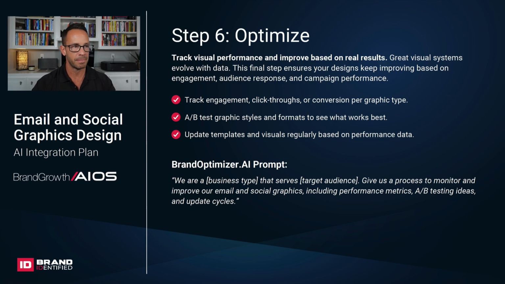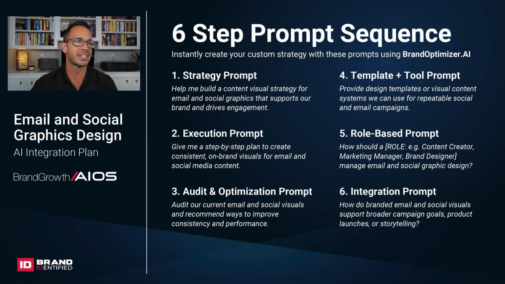So moving on, this is a 6-step AI prompt sequence that I've developed for you that you can also use over at BrandOptimizer.ai to instantly create your custom strategy for your business. So the first prompt here, this is your strategy prompt, and that is: help me build a content visual strategy for email and social graphics that supports our brand and drives engagement.